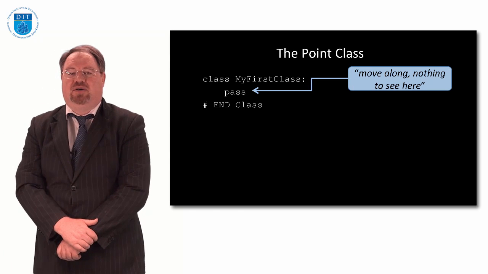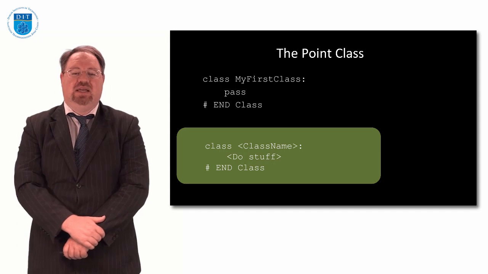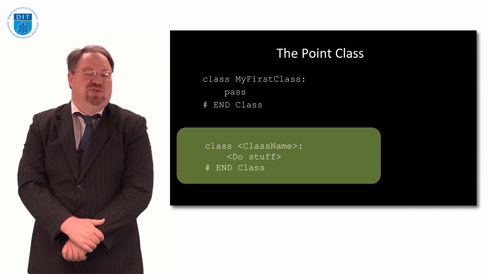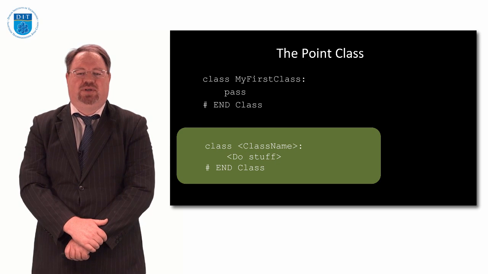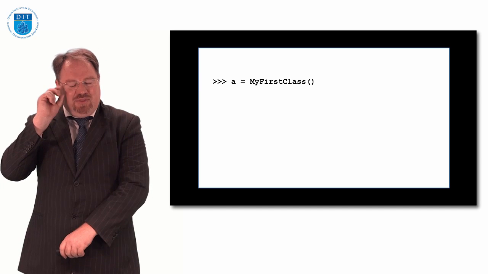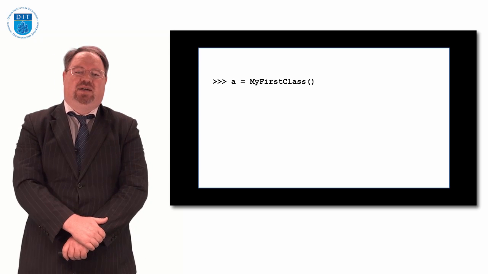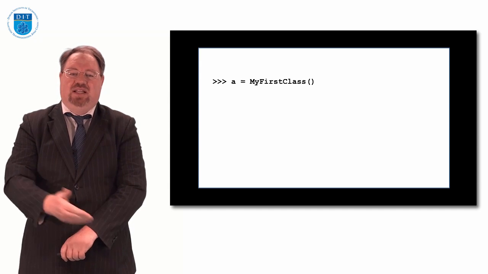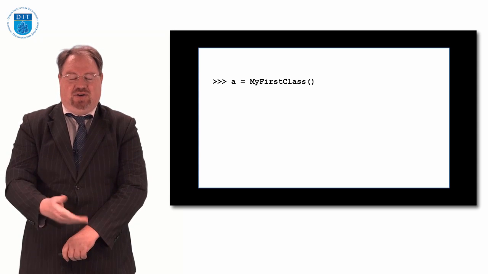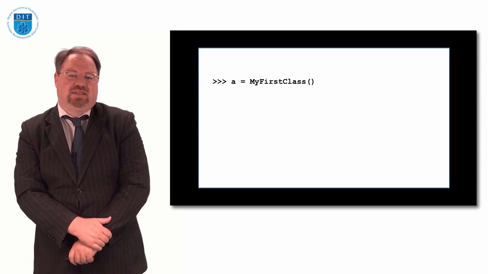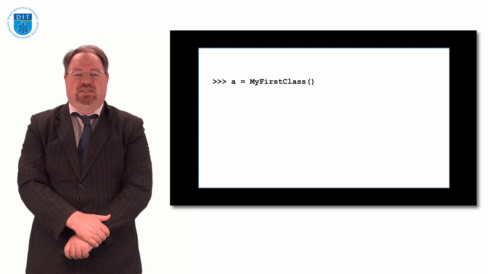So just to look at our standard format of a class, as you can see, it's class name, do some stuff, and then end the class. Super duper. So if we were to run this class, my first class, and then be at the command prompt of Python, and we were to type in that A gets the value of my first class, then we'd be saying A is an instance or an object of class type my first class. So our object is A, our class is my first class.